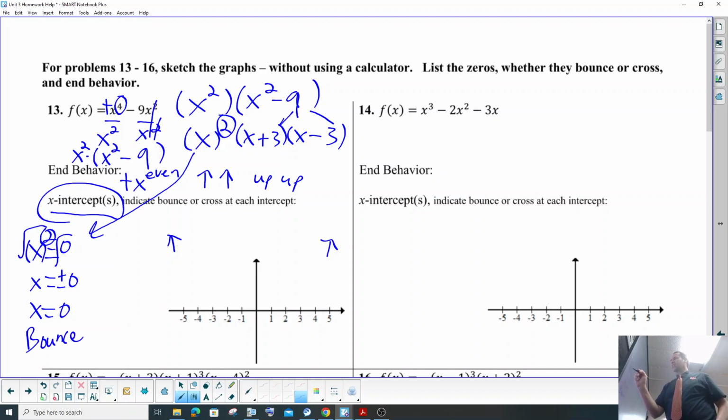Right? Because x squared was a factor. Even power means make it bounce. At 0, make it bounce. Okay, next we have x plus 3 equals 0.